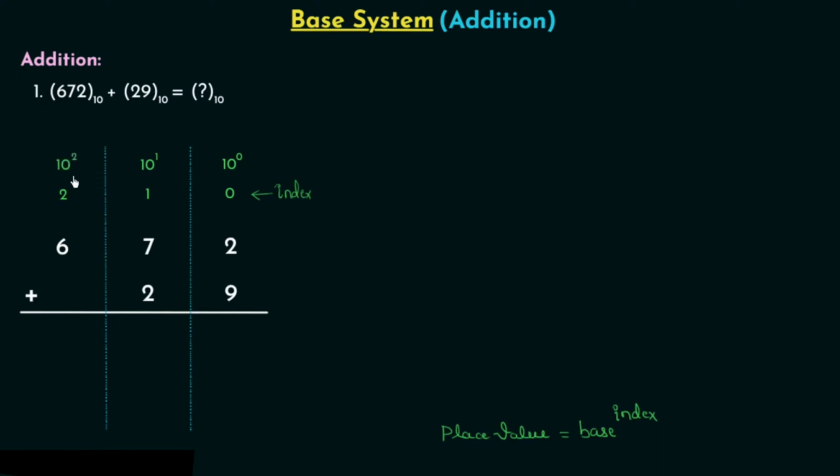6 will have the place value equal to 10 raised to power 2. 10 is the base and 2 is the index. 10 raised to power 2 is equal to 100 and therefore 6 is at 100's place. So in this way we can find out the place values of digits in a given number.